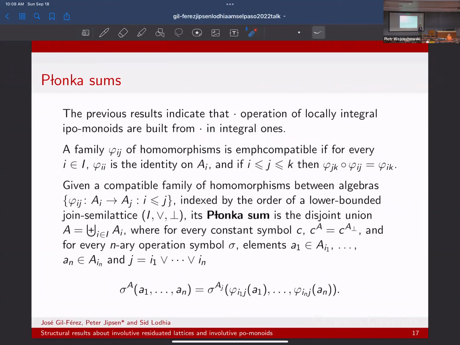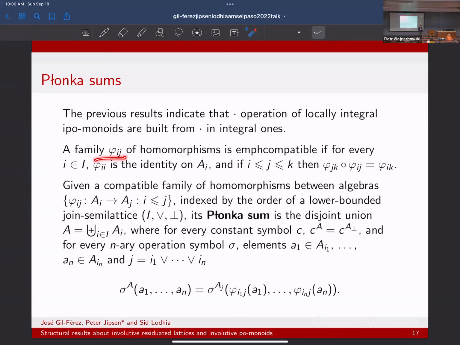Now I have to tell you something about Plonka sums, because that's actually the construction by which the monoid operation from the components is used to construct the monoid operation of the whole algebra. So you start with an algebra, you identify the components, and now we want to build the algebra back from the components to show that we fully understand the structure. Well, you need this idea that goes back to Plonka in the 1960s.